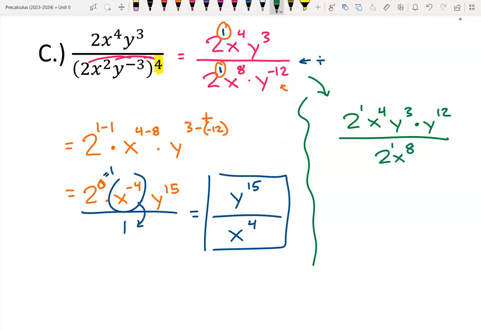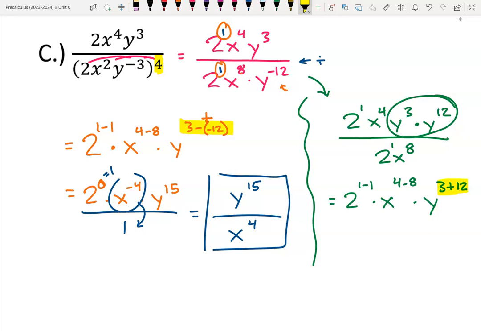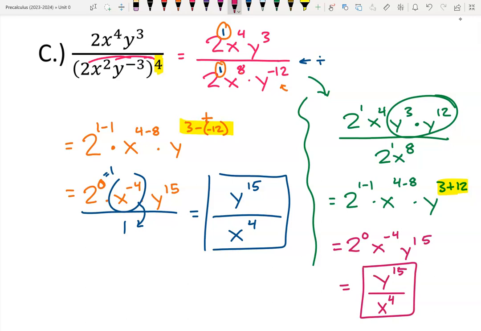So again, we combine, so 1 minus 1 times x, 4 minus 8. But now here they are multiplying, so instead of subtracting, we add them: y to the 3 plus 12. But notice that that is the same as I had here. So it doesn't matter which way you do, you'll end up with the same thing. So that will be 2 to the 0, x to the negative 4, y to the 15th, resulting in the same answer, regardless of which method you did. All right, and that's a little bit of our exponent properties.